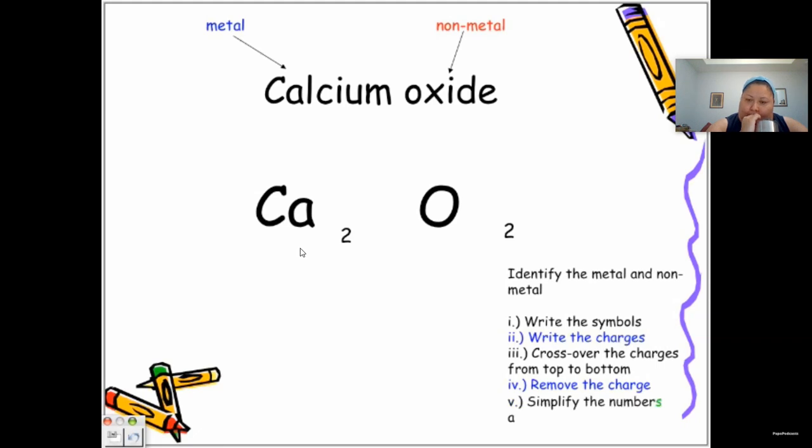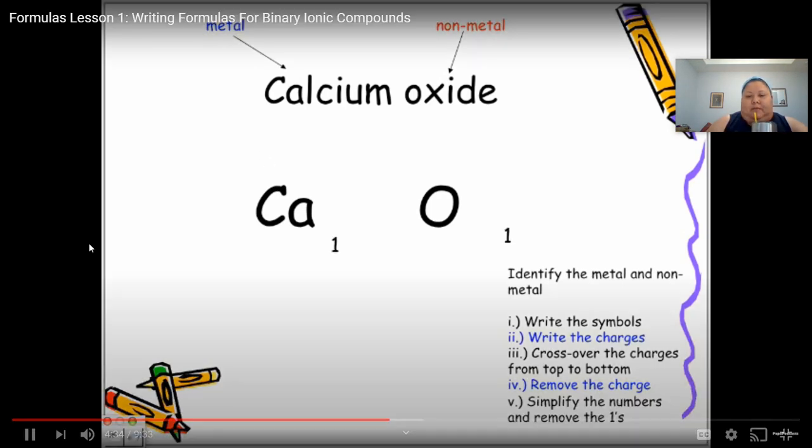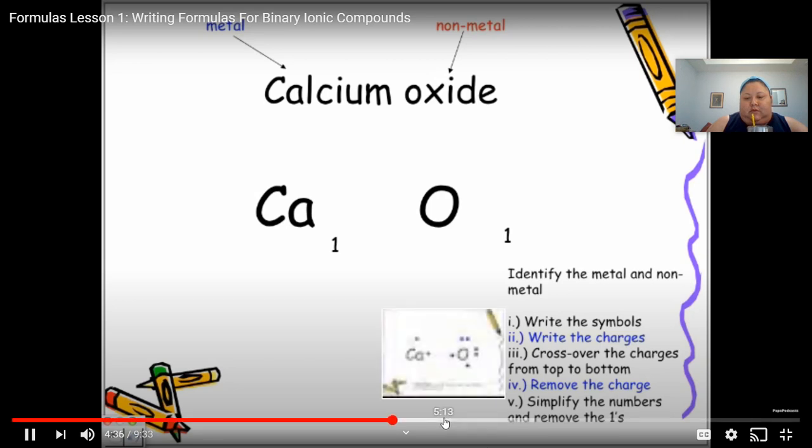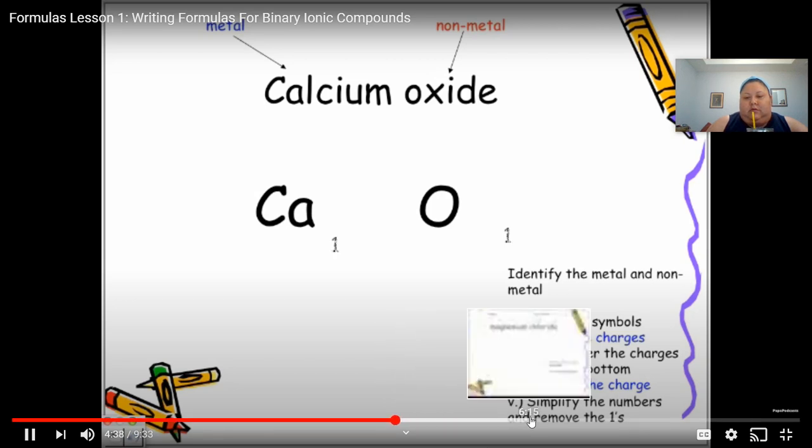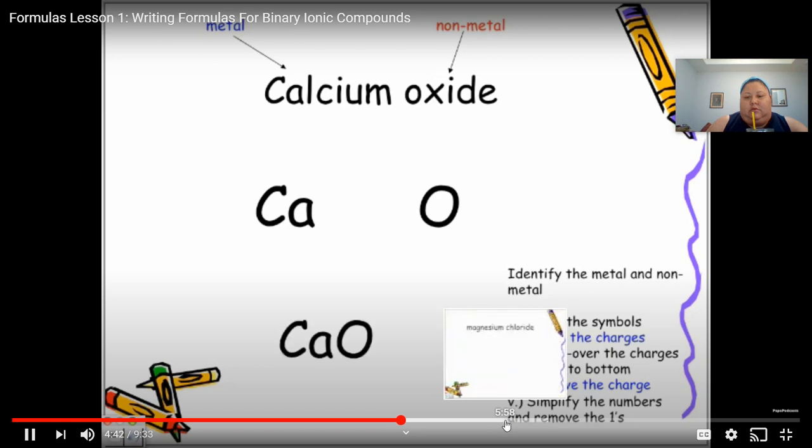Step number 5 says we're going to simplify the numbers. That's the first part of the last step. And we have a ratio of 2 to 2. So 2 to 2 ratio simplifies to 1 to 1. So we write it into 1 to 1. Or we don't really need to, because look at the final step. It says remove the ones. So we remove the ones, and the formula for calcium oxide is CaO.